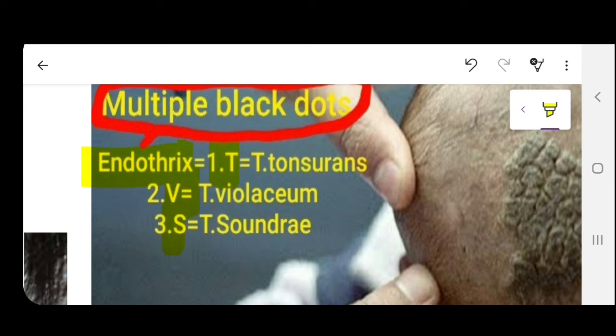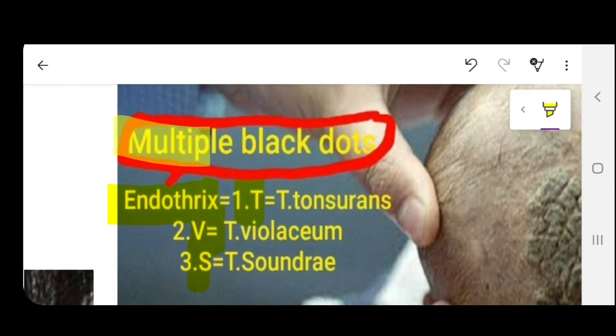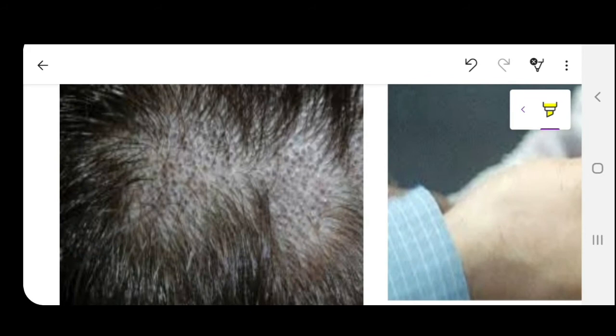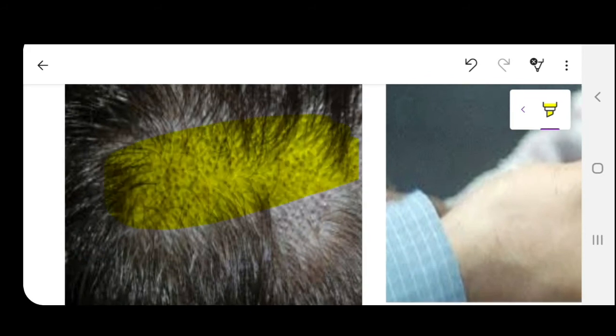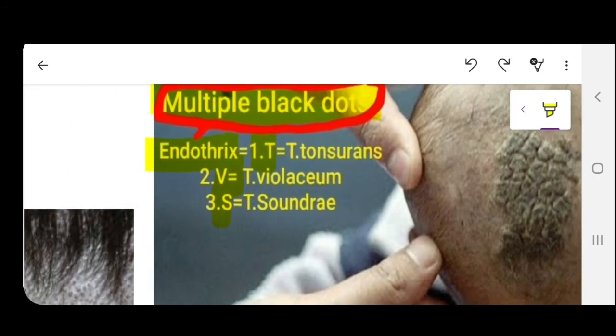So these are the three fungi which cause endothrix, and endothrix can further cause multiple black dots on the scalp, as you can see here. These are the multiple black dots on the scalp. So this is the endothrix. You can remember it by TVS.